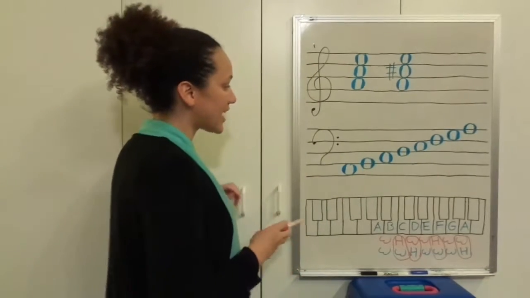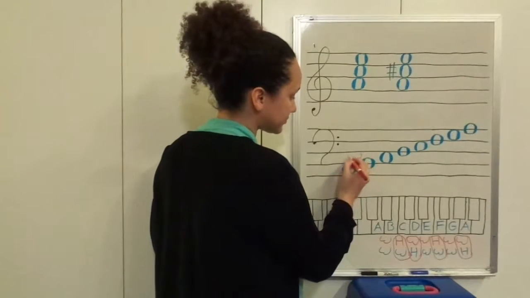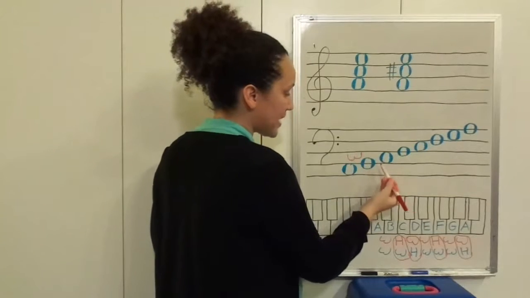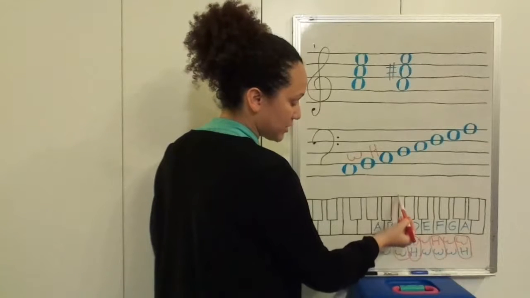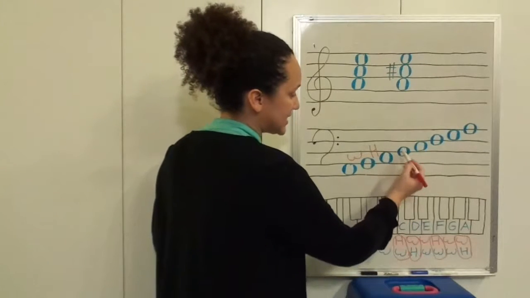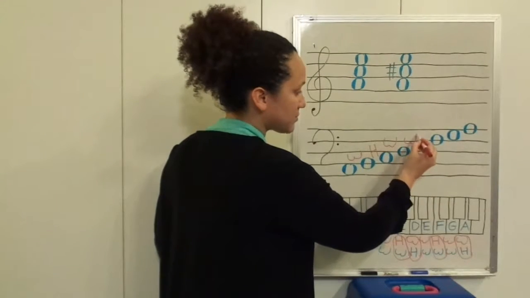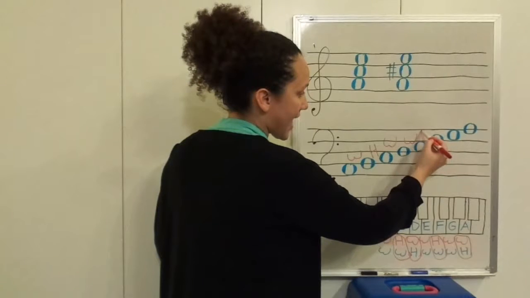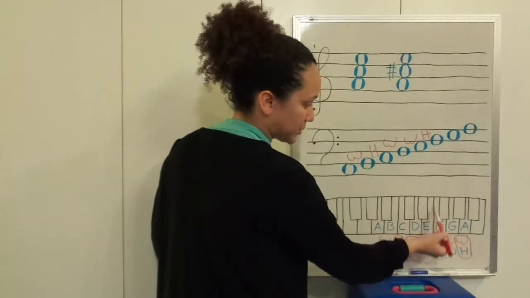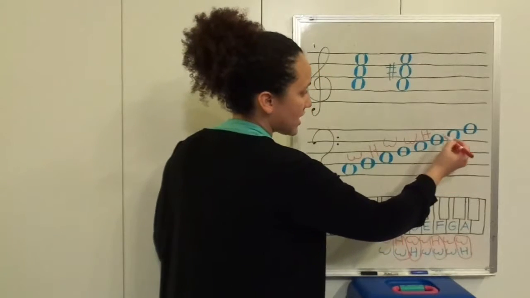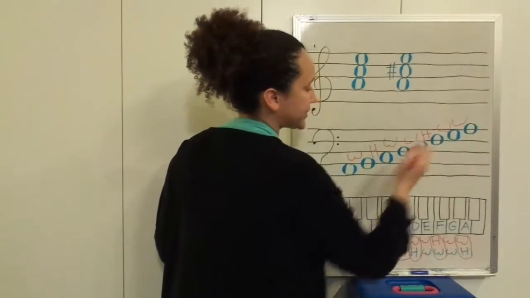So let's see what it looks like on the bass clef here. A to B, whole step. B to C, half step, because there's no note in between B and C. C to D, whole step. D to E, whole step. E to F, half step, because the E to the F has no note in between. So there's our half step. F to G, whole step, and G to A, whole step.